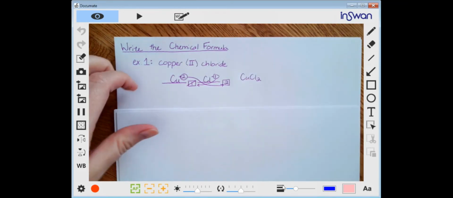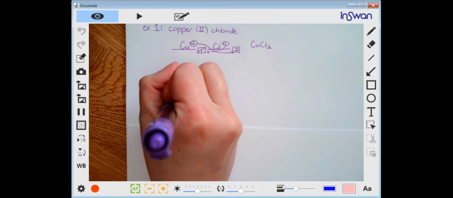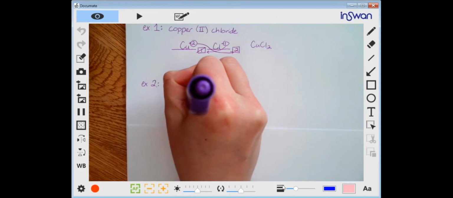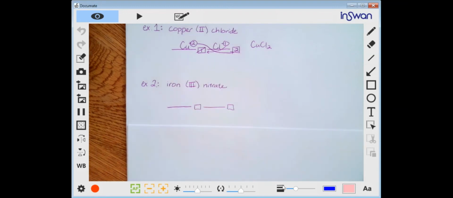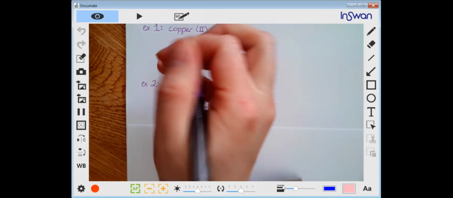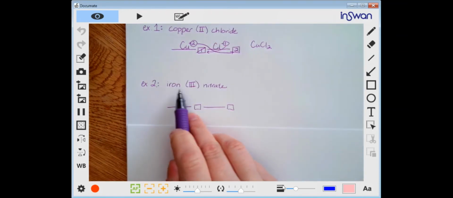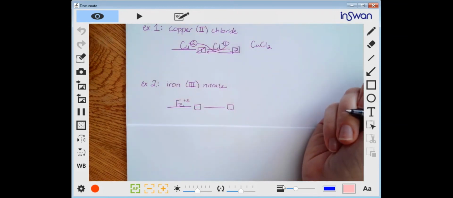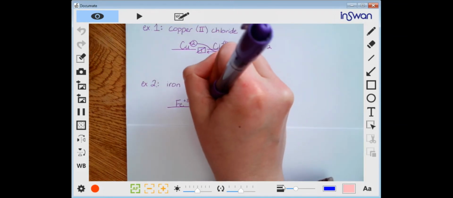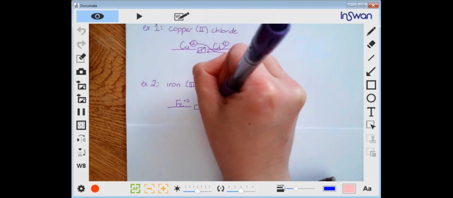Okay, let's do the next one. So iron 3 nitrate. So remember, we're going to do the line box. Okay, so our iron, remember that is Fe, and it's going to be positive because it's the metal. Its charge is 3 in this case. And then we have nitrate. So nitrate is NO3, and nitrates are -1.